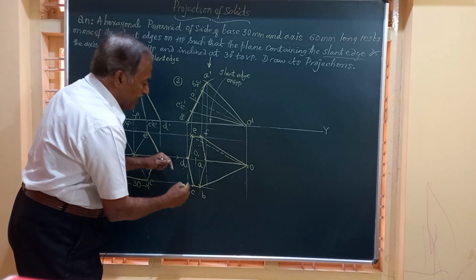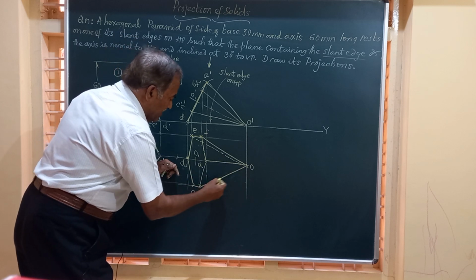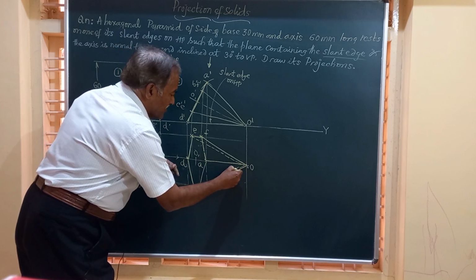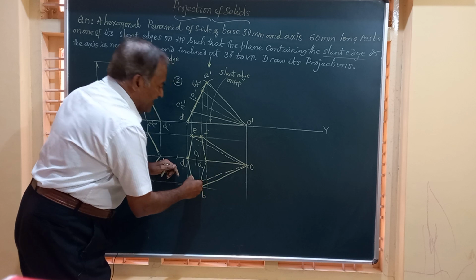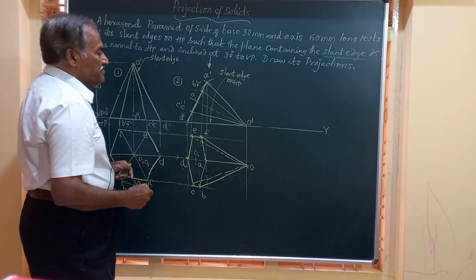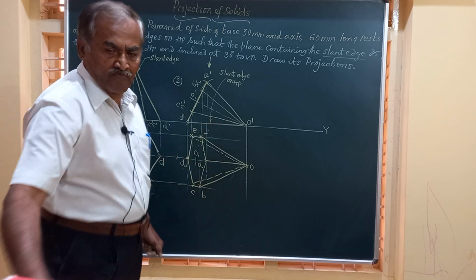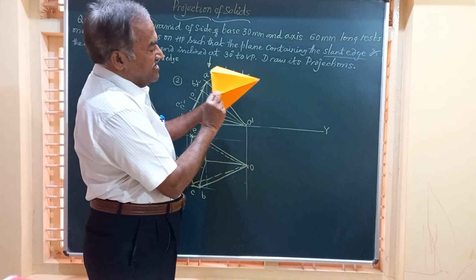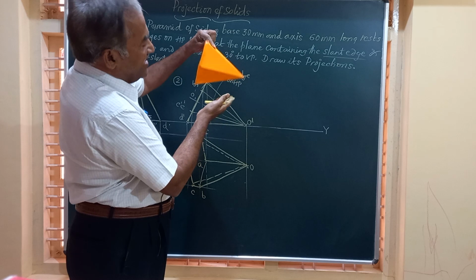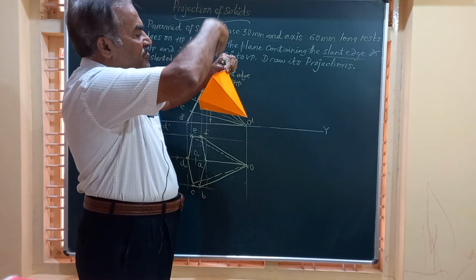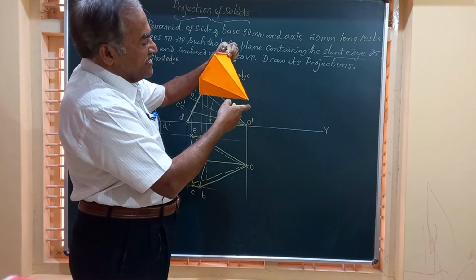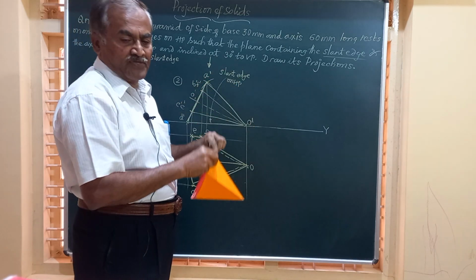So this is a dotted line. On the same lines, the line joining O and C should also be a dotted line. Friends, here O dash D dash is on HP. I'll show you practically. This is O dash D dash on HP. And when you look from the top, friends, that edge is not visible to the observer.